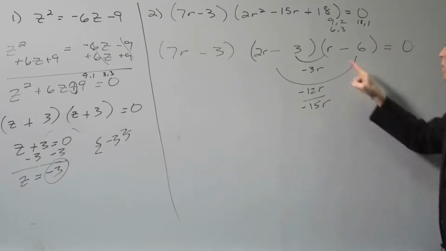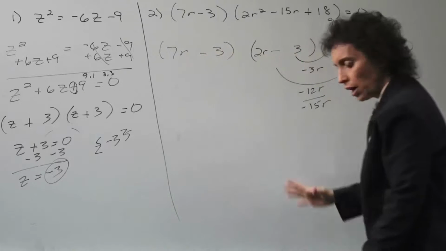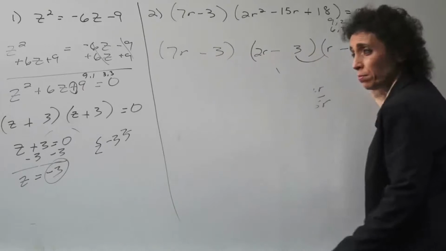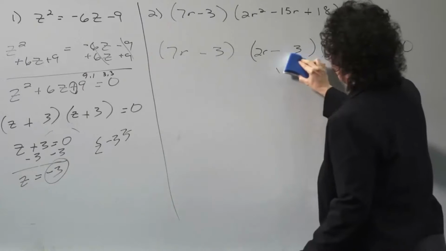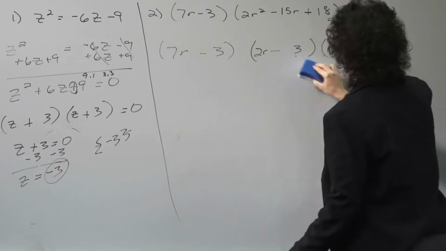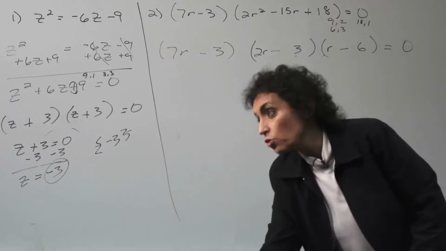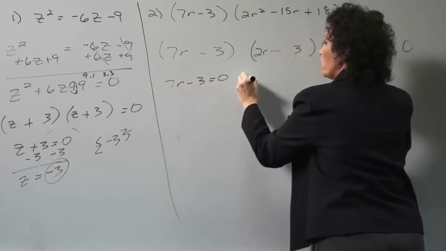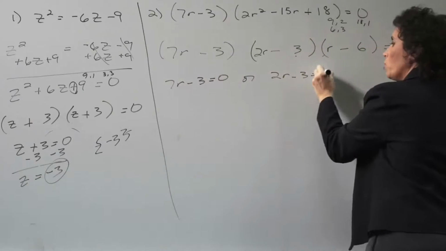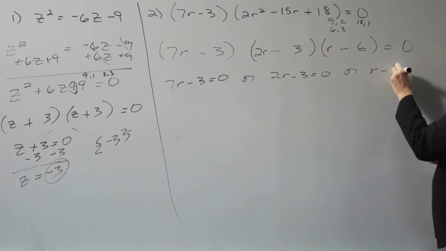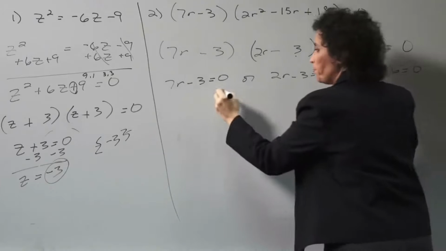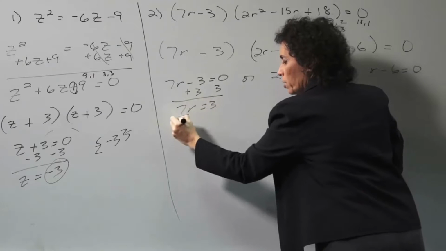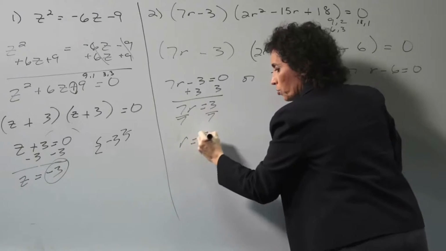There are my factors. Remember, we said if they're linear, they're not going to be able to be factored anymore, so you're okay, as long as there's no GCF, right? But we would have pulled out a GCF if there was. So we're good. Okay, now where there's 3 factors, we're going to set them each to 0. 7r minus 3 equals 0, or 2r minus 3 equals 0, or r minus 6 equals 0. Okay, here we go. Add 3. 7r equals 3, divided by 7. R equals 3/7.